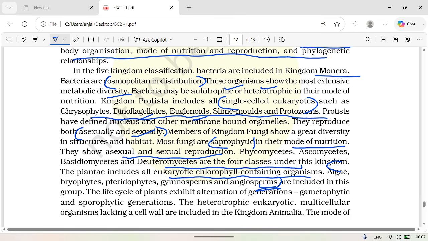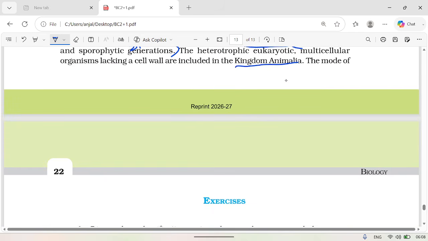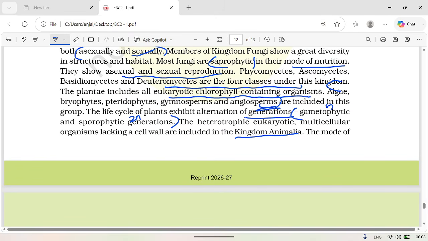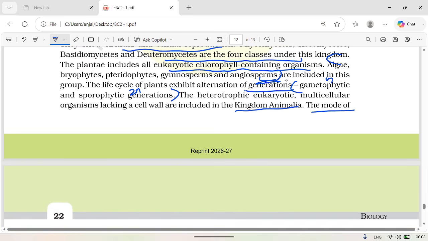The Plantae include all eukaryotic chlorophyll-containing organisms: algae, bryophytes, pteridophytes, gymnosperms and angiosperms, based on complexity, and angiosperms, the flowering plants, are included in this group. The life cycle of plants exhibits alternation of generations. There is a gametophytic stage and a sporophytic generation. The gametophytic stage is haploid and the sporophytic is the diploid stage. Heterotrophic eukaryotic multicellular organisms lacking a cell wall are in the kingdom Animalia. And the mode of nutrition in the kingdom Animalia is holozoic.